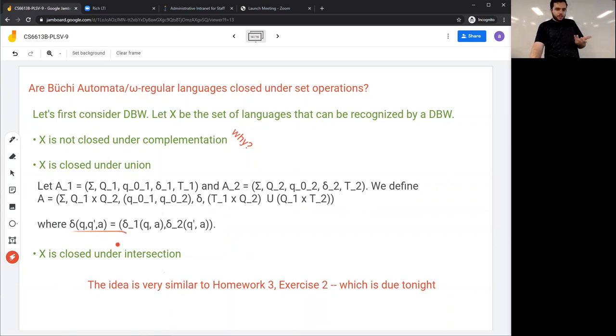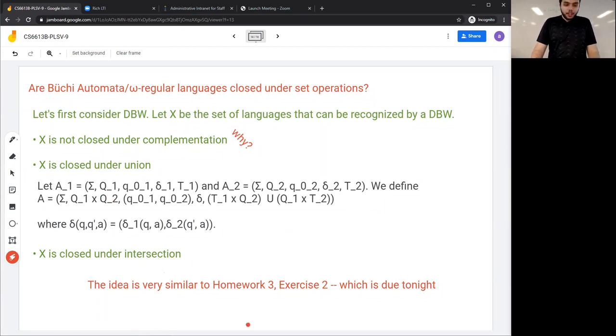The transitions just follow the transitions of the original ones. If you are at a state (q, q') and you read a letter a, in the first component you do what the first automaton would do, and in the second component you do what the second one does. So we're just simulating the two automata side by side. If in this simulation I see these states infinitely many times, then I am either seeing T1 infinitely many times with some value from Q2, or seeing T2 infinitely many times with some value from Q1. So this is basically the union of the two. So the set X is actually closed under union.